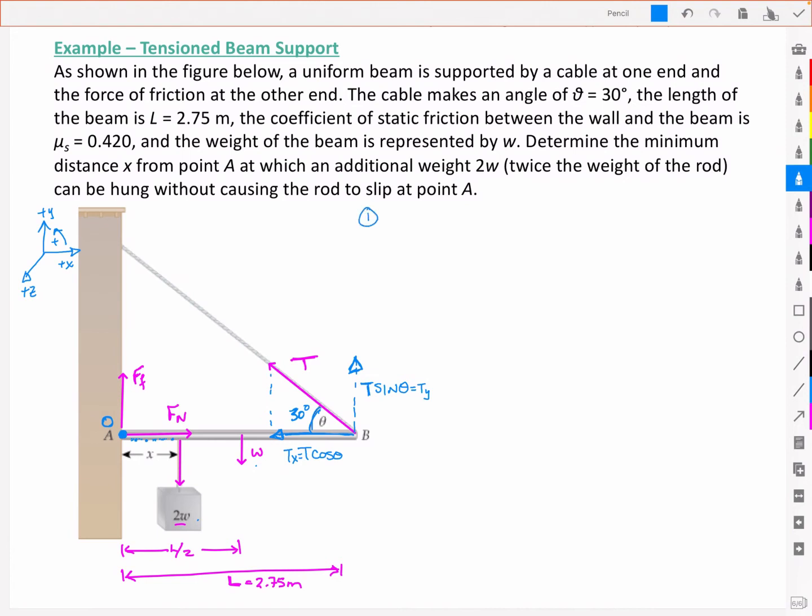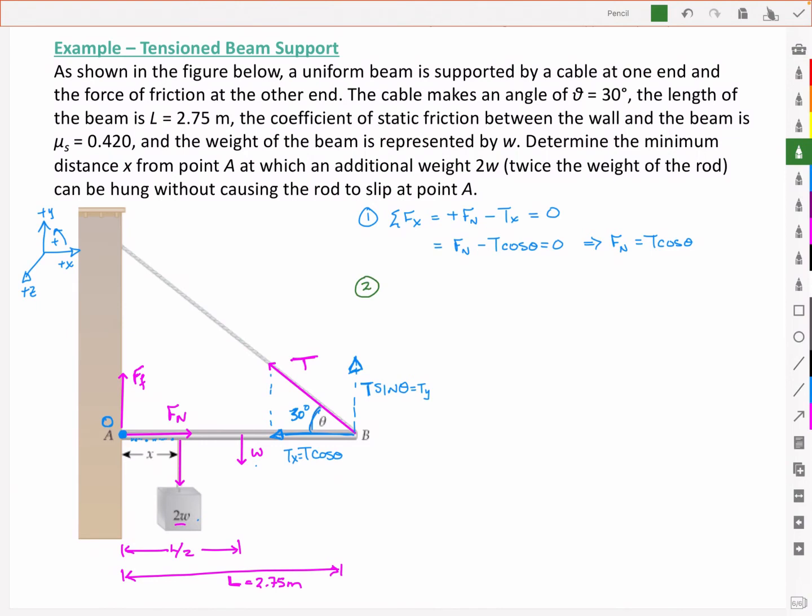So I'm going to start off by looking at the sum of the x components. For that then, I've got a positive Fn because it's acting towards the right, and I've got a negative Tx. Those are balancing each other out, as I had already mentioned. So I've got Fn minus T cos theta equal to 0. And that basically then gives me that Fn is equal to T cos theta.